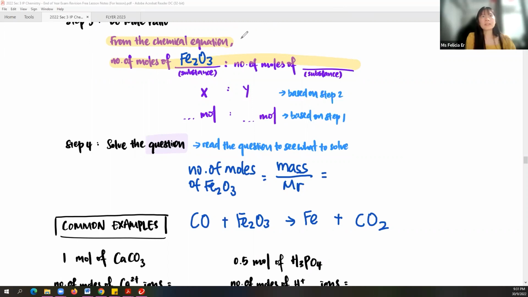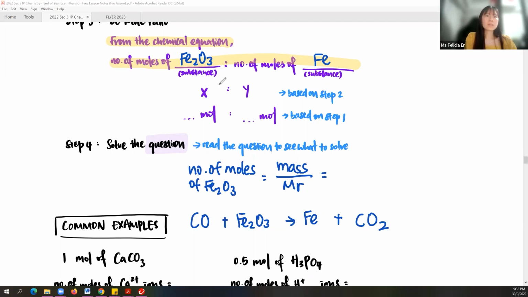From the chemical equation, comma, number of moles of Fe2O3 versus this one, based on the question. What is the question asking you? The question is asking you about the pure iron, how pure it is. So how much pure iron do you obtain? So this one you write Fe, because the question is asking you about iron.